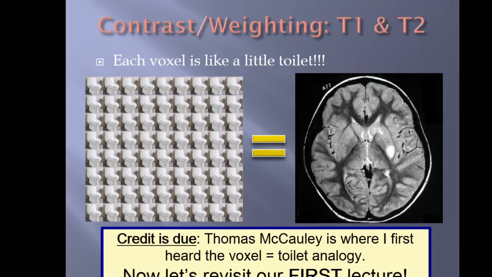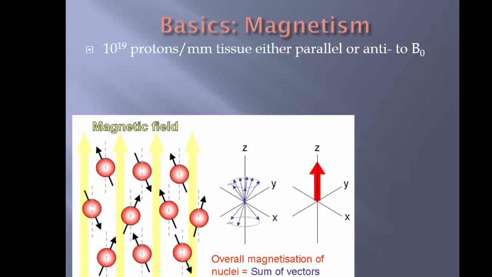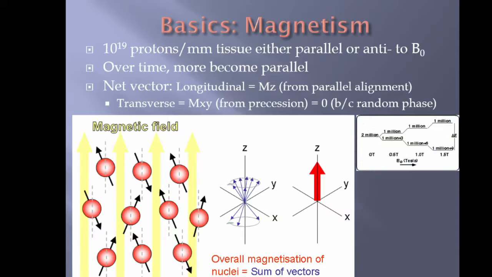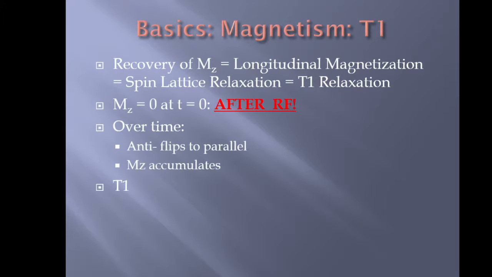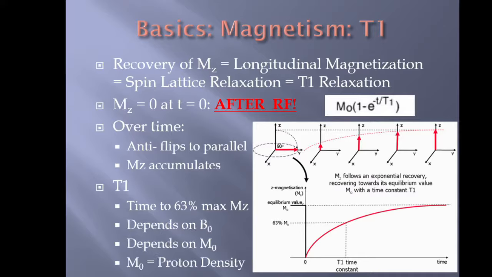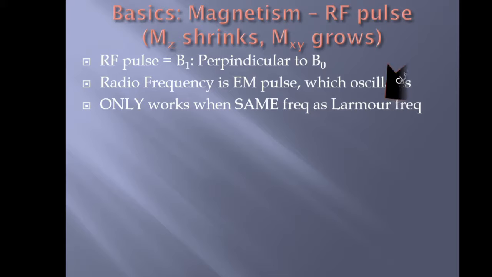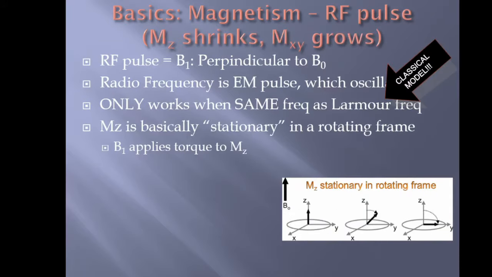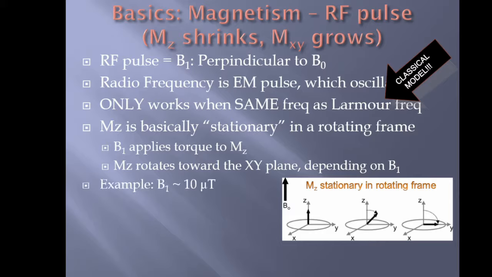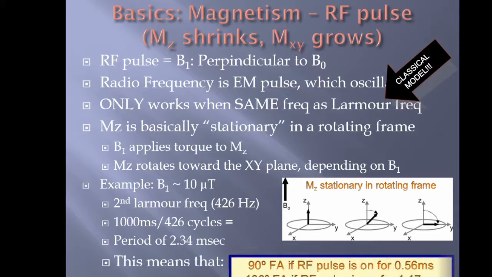Okay, so now I said let's revisit our first lecture. Again, we don't really have to go through this since we've been doing it pretty quickly, just a reminder: there's net magnetization in the z direction, right? We've been through this a bunch of times. That magnetization rebuilds, of course, according to T1. T1's a time constant that fits that rebuilding curve, or T1 relaxation. The RF pulse only works when it's oscillating at the same frequency of the protons. It'll rotate the magnetization from the z-plane into the xy plane.